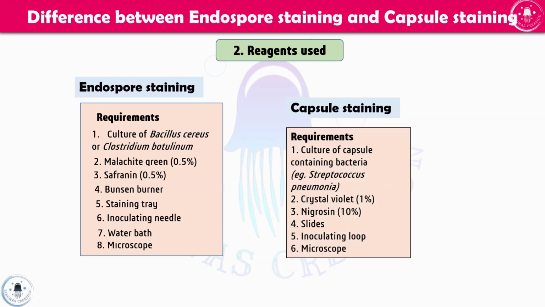For capsule staining, we have a culture of capsule-containing bacteria, for example Streptococcus pneumoniae. Then we need the stains crystal violet and nigrosin. Then we need slides, inoculating loop, and microscope.